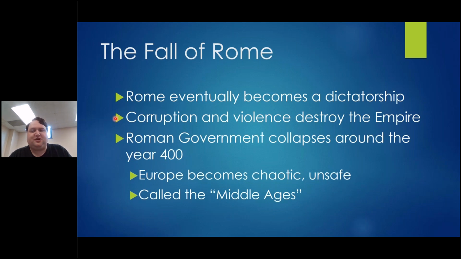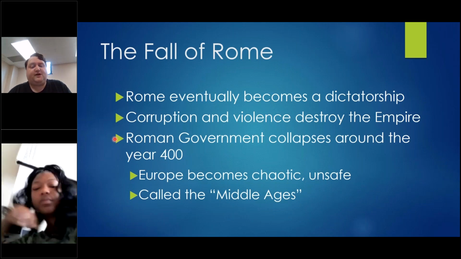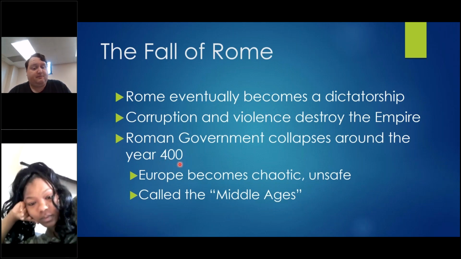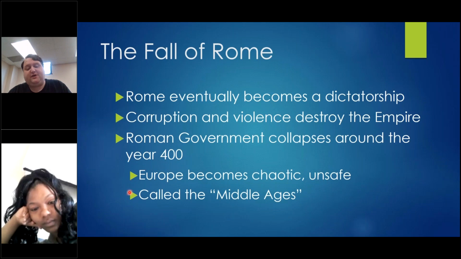There's a lot of political corruption, bribery and money and all that make people trust the society less. And so over time, all those laws that they had spent all that time building up start to not be effective anymore. So the Roman government lasted several hundred years, but it's going to collapse around the year 400. And after this, Europe, which had been controlled by Rome for hundreds of years, suddenly doesn't have a government anymore. And so it becomes very chaotic and unsafe. This is what you'll hear a lot of people refer to as the Middle Ages or the Dark Ages after Rome falls.